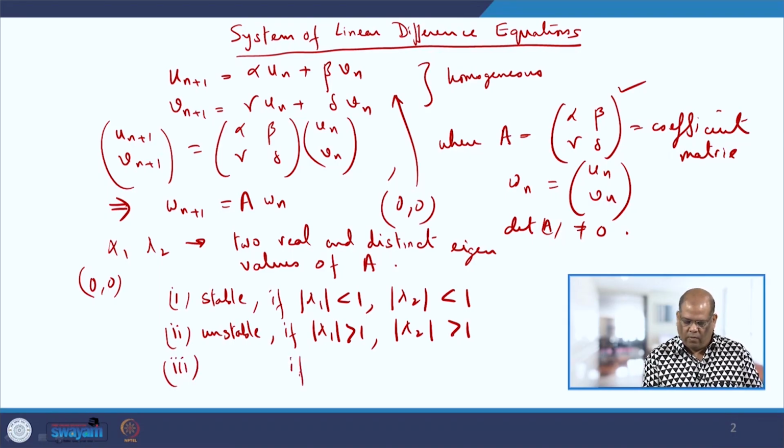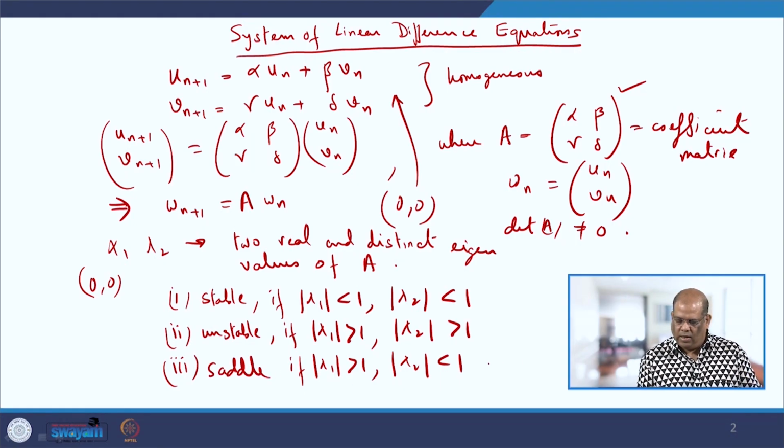However, if one of them is positive and one of them is negative, we get what is called a saddle. It can be either way, either this or it can be mod lambda 1 is less than 1 and mod lambda 2 is greater than 1.